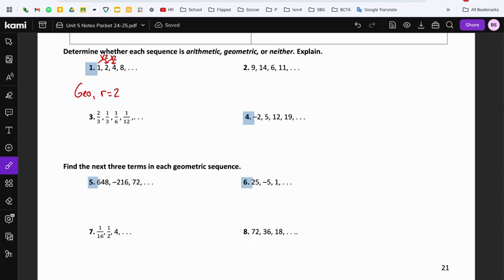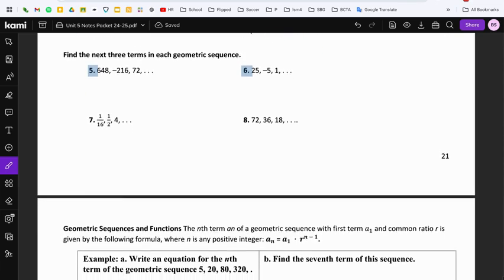In 4, I'm taking a look and saying, I don't see any multiplication pattern, but let's check arithmetic. I add 7 to negative 2 to get to 5. I add 7 again to get to 12. I add 7 again to get to 19. So since I have addition here, this is arithmetic because our common difference, d, is equal to 7.